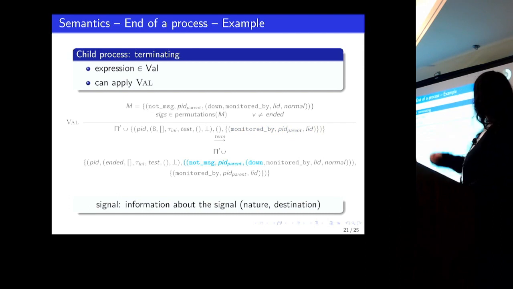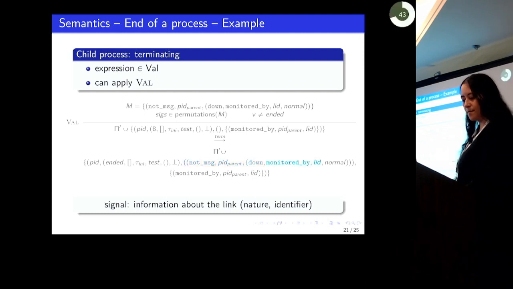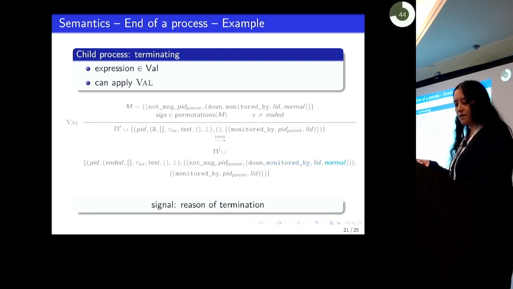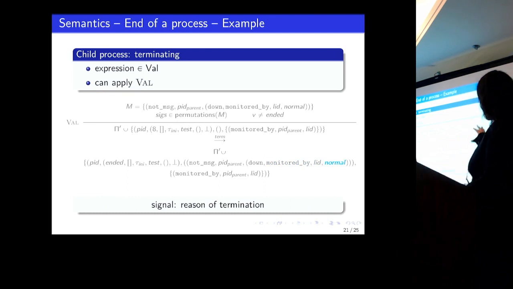And here is the signal. Here you can see information about the signal: its nature, it's not a message, something else, it's a down signal, and its destination, which is the parent. Here you have information about the link, so it's the nature of the link, it's a monitoring link, and the identifier of the link. And finally, the reason of termination, which is in this case normal.